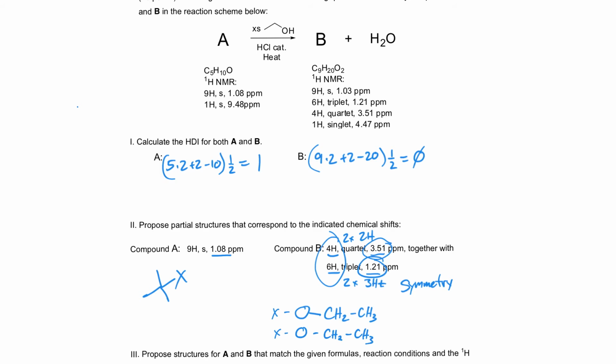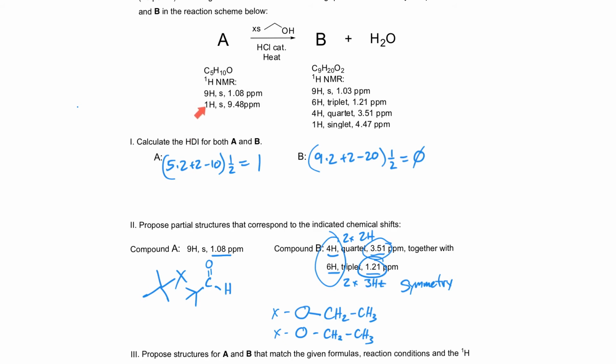Lastly, we're asked to propose structures for A and B that match the given formulas, the conditions, and the proton NMR data. Let me draw compound A. I think, as we said, there's probably a carbonyl. And if I have the carbonyl attached to the T-butyl group, what does that leave me in the formula? I have 1, 2, 3, 4, 5 carbons. I've got 3, 6, 9 hydrogens. I need 10 of them, and I already have the O. So the only thing that's left is a hydrogen. The only place to attach it is to the carbonyl carbon.